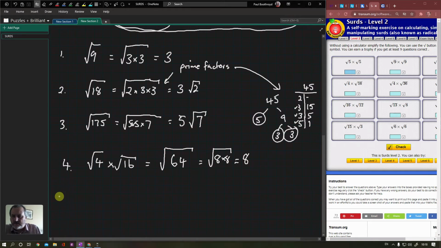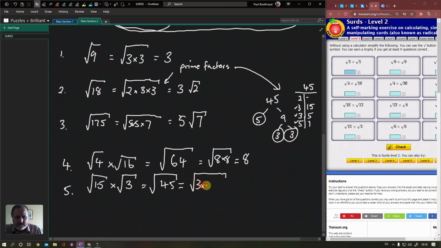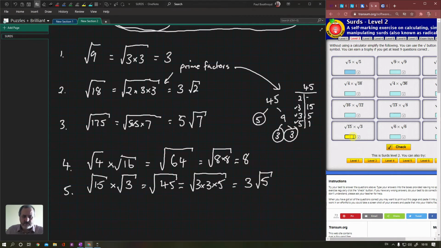We didn't do one of them. That's number 5. Let's have a look at the square root of 15 times the square root of 3, which gives me the square root of 45. Square root of 45 we know is the square root of 3 times 3 times 5 from that technique. That gives me a 3 outside and a square root of 5 left. So if I wanted to check that one, I can put in 3 as my number, press the square root button, and 5. And I'll check it. It came out as correct.